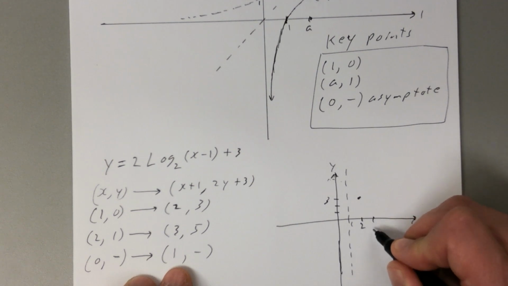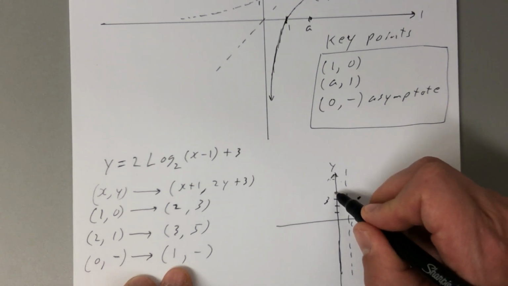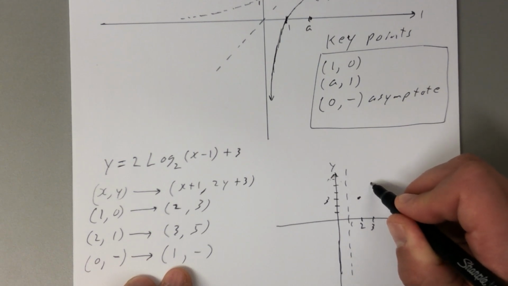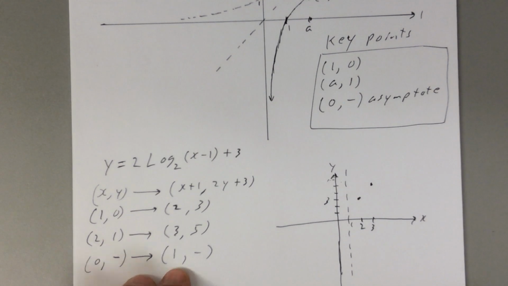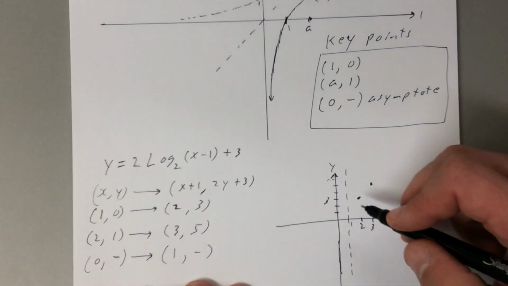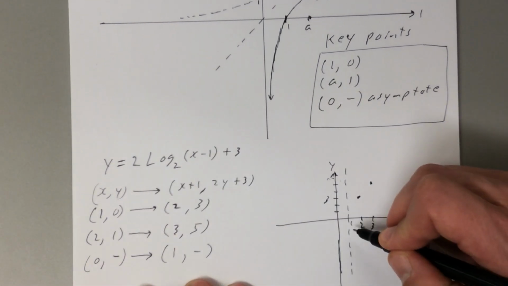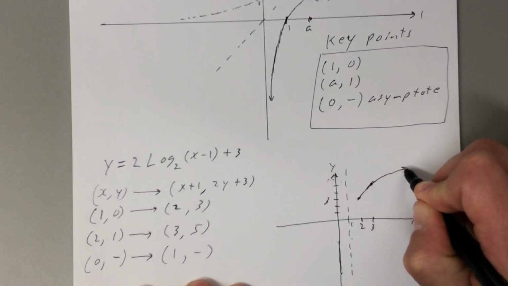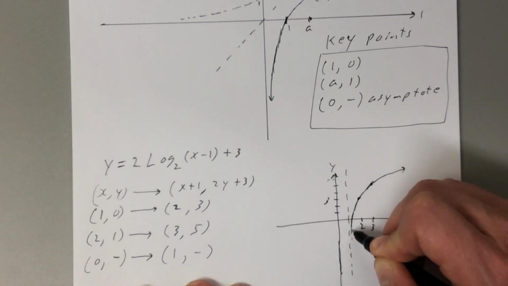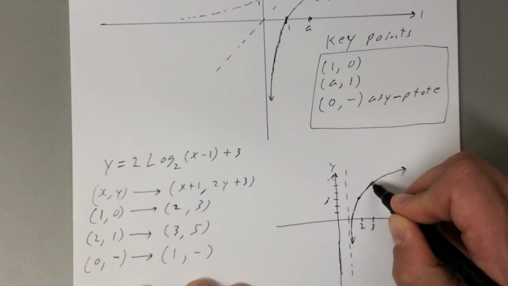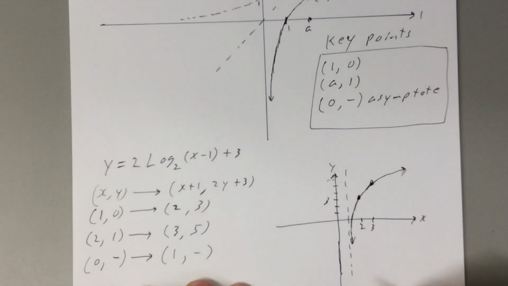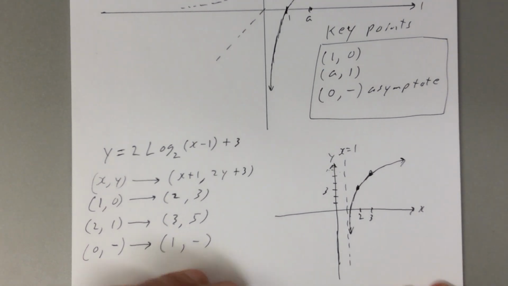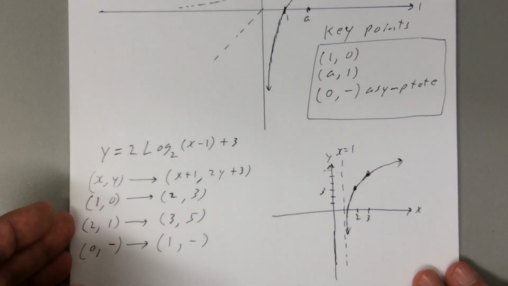So there's 3, 4, 5. It's going up to there. Okay? And it has not been vertically flipped or horizontally flipped or anything, because there's no negatives on the inside or outside. And then I'm just going to fill this in to look like a log function with those key points. And the asymptote, we need to label the asymptote x equals 1. Okay? So that's one example of a transformation.